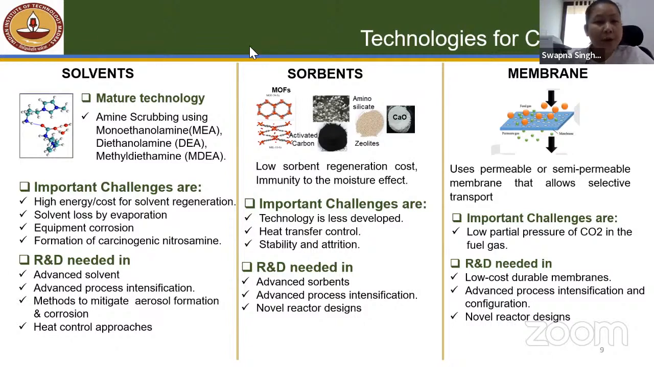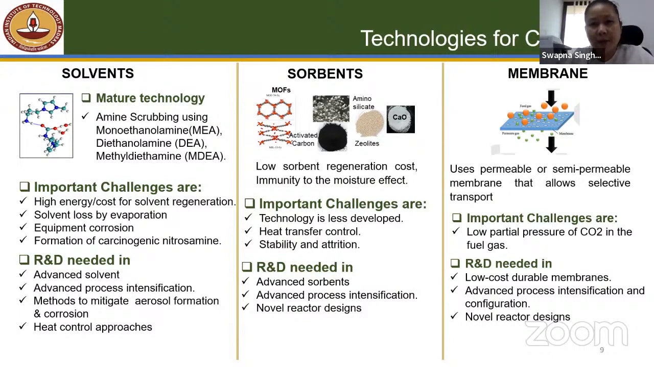A lot of development is going on in developing new solvent materials, and also process intensification, and new reactor design. Another is membrane. An important challenge is that the partial pressure of CO2 is very low in the flue gases, and R&D is required for durable, low cost membranes, advanced process intensification, and configuration, and how we can use this on a larger scale.